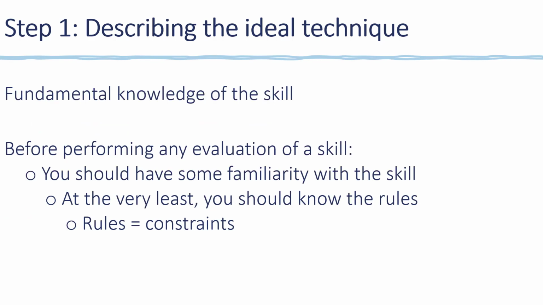Before performing any evaluation of a skill or any other human movement activity, you should have some familiarity with that skill. This is absolutely necessary if you're going to propose the ideally effective technique for that skill. At the very least, if you're analyzing a sports skill, you should know the rules for that sport because rules impose constraints. If you don't know what the constraints are, you may suggest improvements in technique or equipment that are considered cheating or illegal according to the rules.